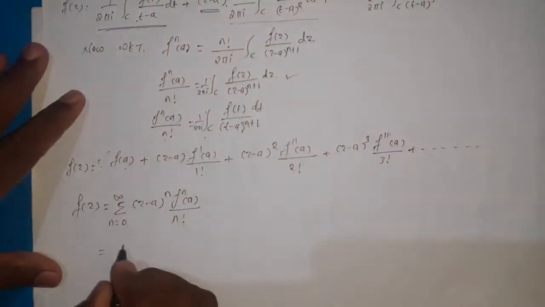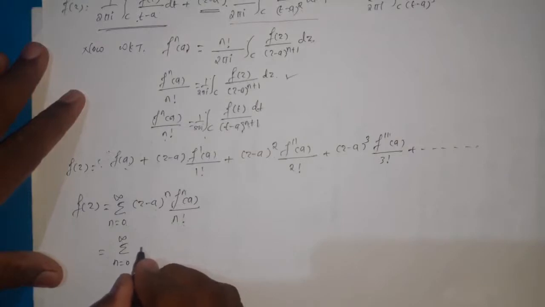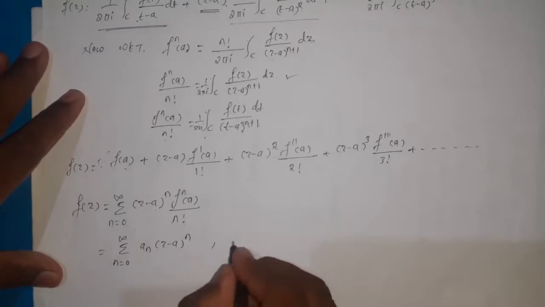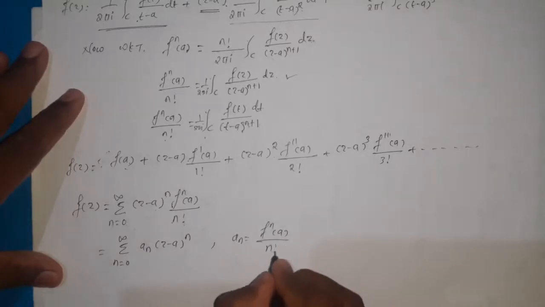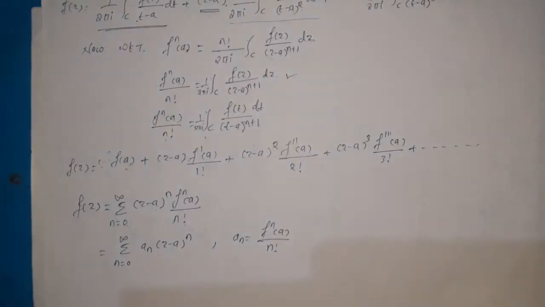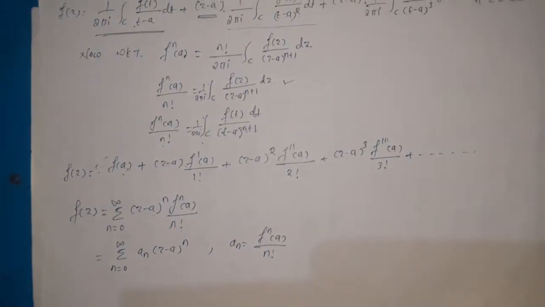This can be written as summation from 0 to infinity of an into z minus a whole power n, where an is equal to f power n of a divided by n factorial. So this is the required proof of Taylor's theorem, and it is a very important theorem.